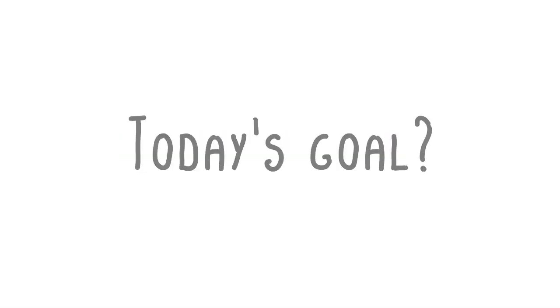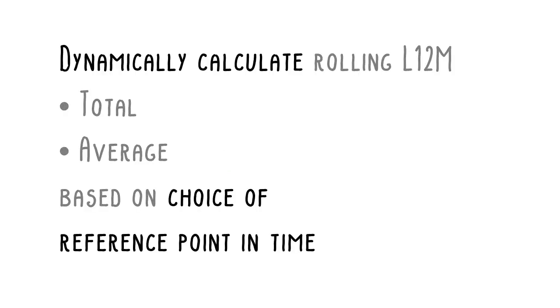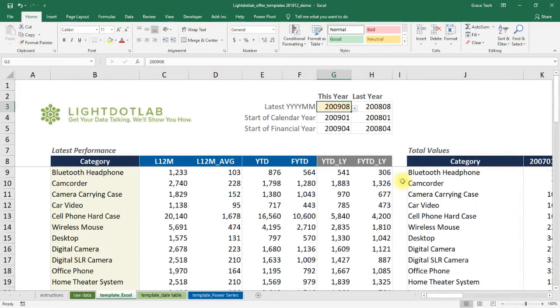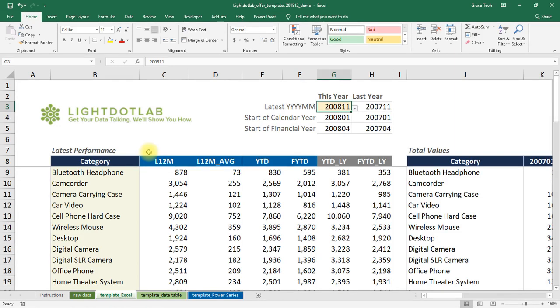Today's goal? We build on what we've set up in the previous tutorial to dynamically calculate rolling last 12 months total and average sales based on your choice of reference point in time. For example, you could set the latest date to 2009-08 and get last 12 months total figures calculated as of August 2009. In the very next instance, you could change the reference date to 2008-11 to get last 12-month total figures recalculated as of November 2008.